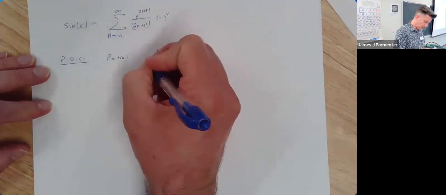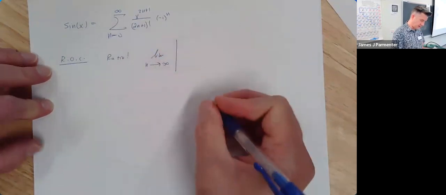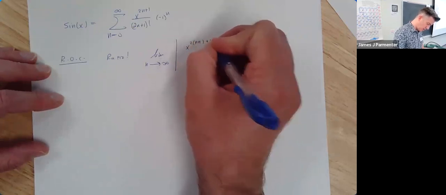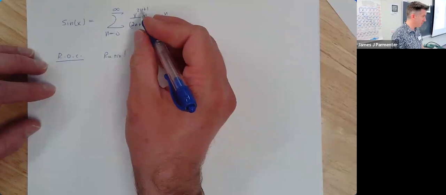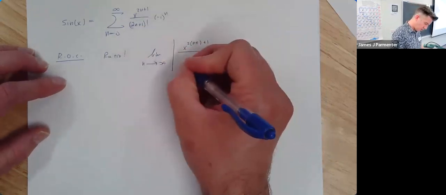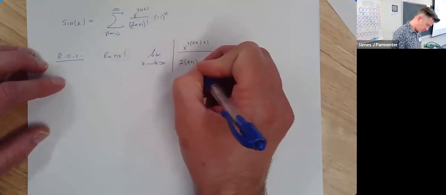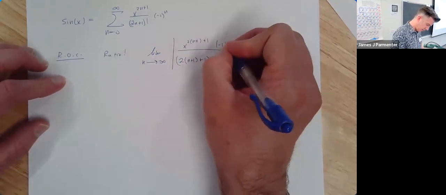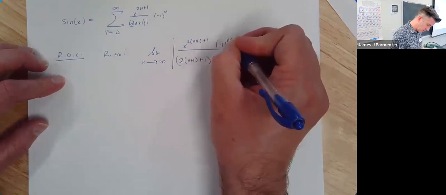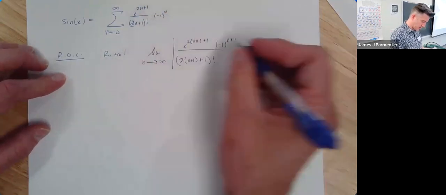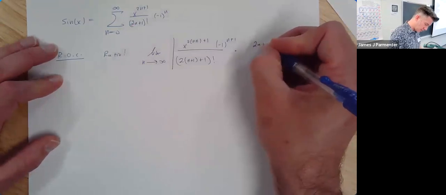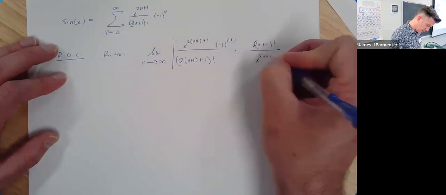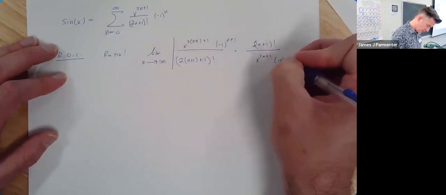So the limit as n goes to infinity of the absolute value of x to the 2 times n plus 1 plus 1. I'm replacing the n with n plus 1, over 2 times n plus 1 factorial. And then I guess I'll write -1 to the n plus 1, even though I don't really need it. And then times the reciprocal of that. So 2n plus 1 factorial over x to the 2n plus 1, and then -1 to the n.